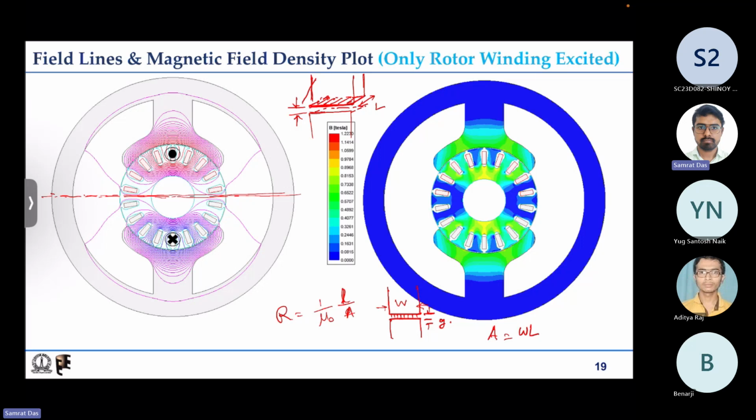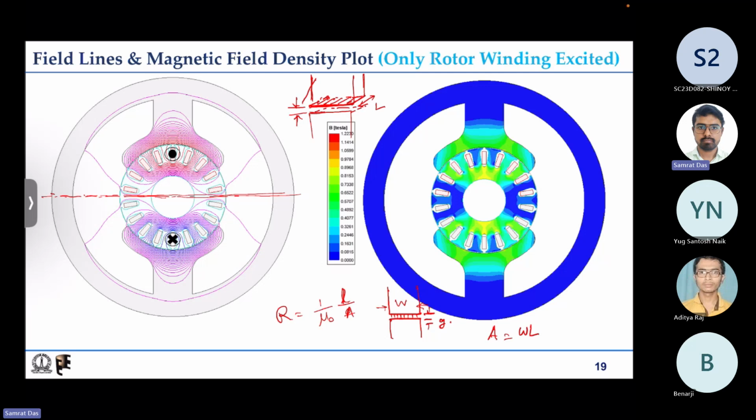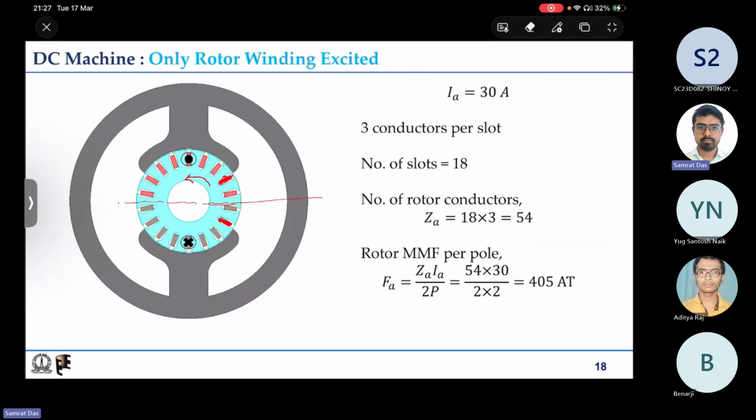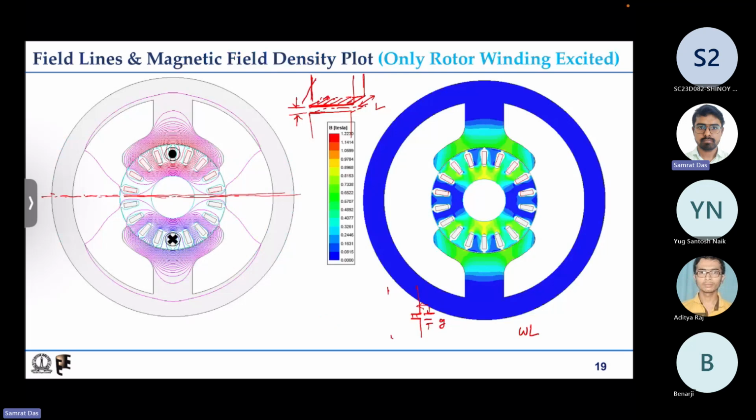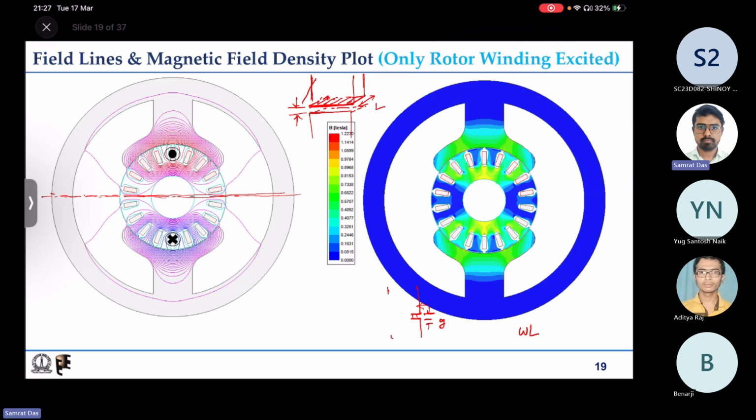Now for another case, say we are looking at another case. What is that case? If the length is reasonably bigger compared to the earlier case, then you understand that fringing will be significant.